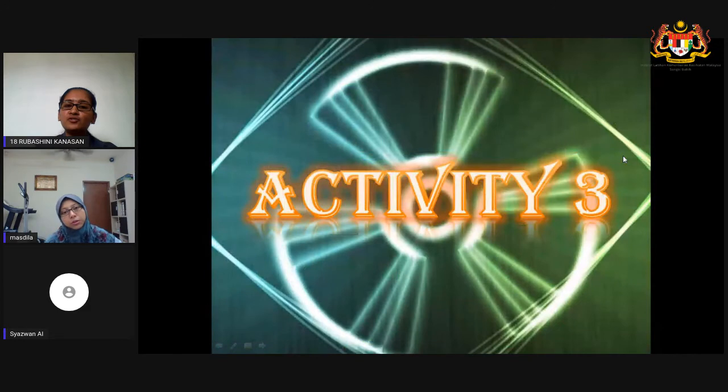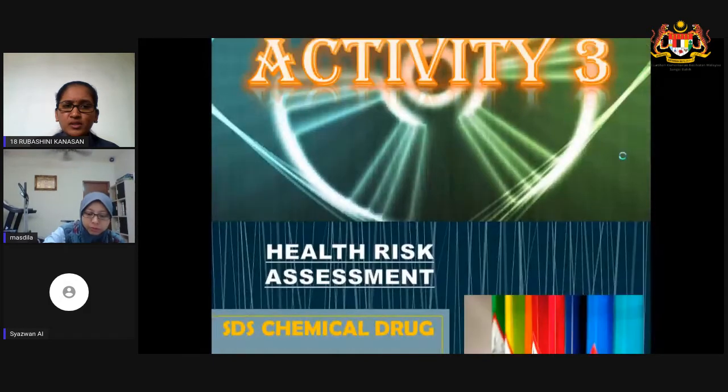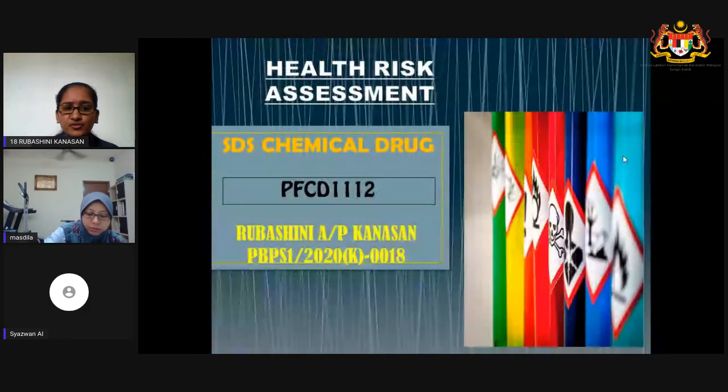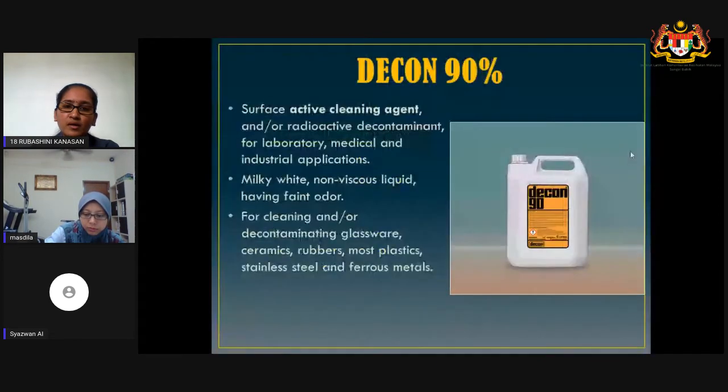Okay, that's all for my activity 2, and now I continue with my activity 3. Okay, for the health risk assessment, my category is chemical drug, STS. I chose Decon 90 as my agent for the chemical drug. Decon 90 is a surface active cleaning agent and radioactive decontaminant for laboratory, medical and industrial applications. It is a milky white, non-viscous liquid with a faint odor. The purpose is for cleaning or decontaminating glassware, ceramics, rubbers, most plastics, stainless steels and ferrous metals.